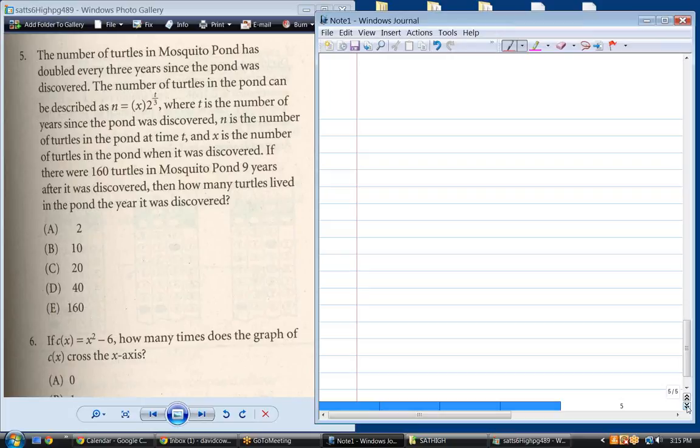What is going to be the best way to solve this? Oh boy. N is the number of turtles in the pond. So the key information is we know that there are 160 turtles 9 years after, and the turtles have doubled every 3 years since the pond was discovered.